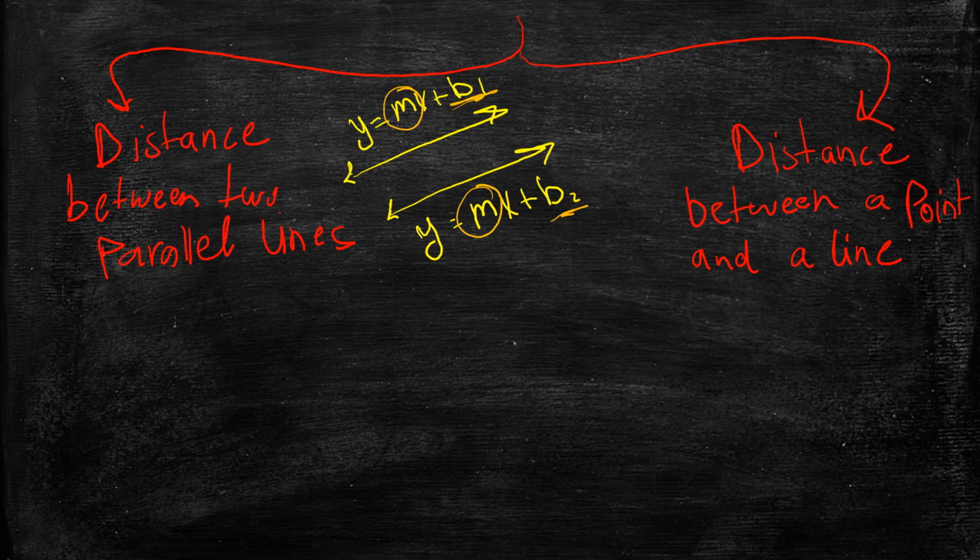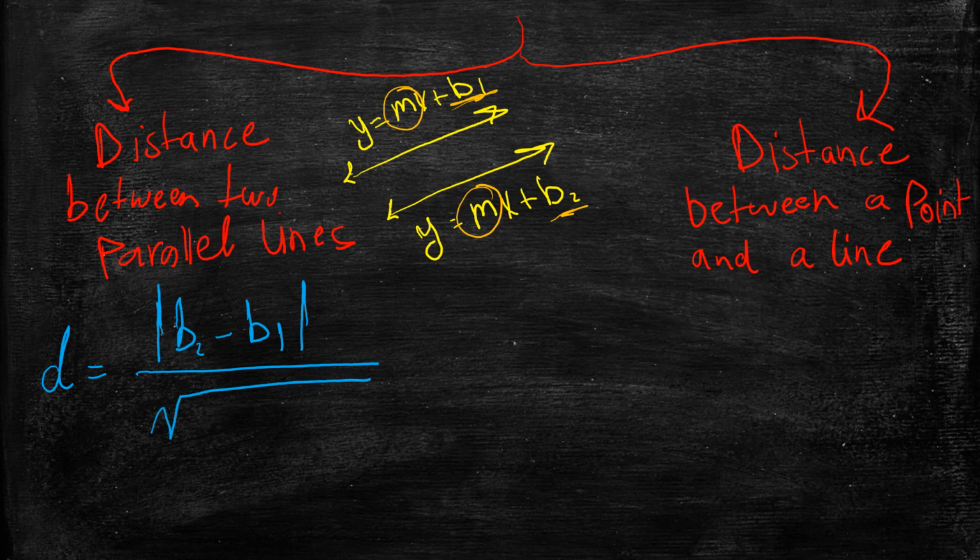So what formula am I going to use here? I'll be using d equals the absolute value of the difference between the y-intercepts, so b2 minus b1. It is very important to use absolute value. Remember, this is a distance, and distance should be positive, divided by the square root of 1 plus m squared. m is the slope.